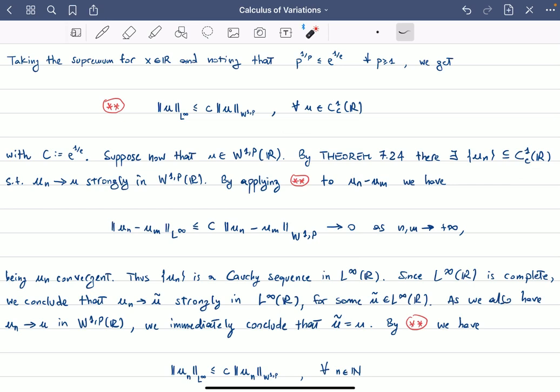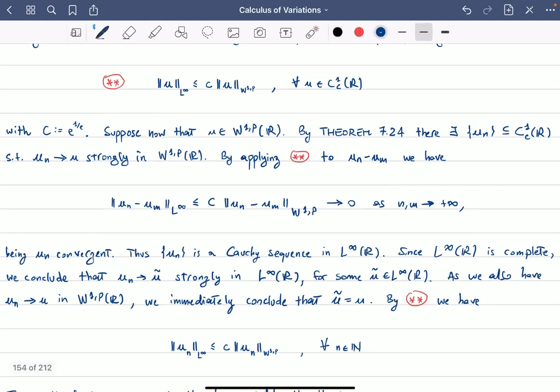Also, because they're still C^1, the difference is still C^1, of course, and it's also compactly supported because both u_n and u_m are compactly supported. So let's also mention that this one belongs to C^1_c(R). So you get this estimate, and clearly here the right hand side goes to 0 as n, m go to plus infinity, because u_n is converging, and so in particular it is a Cauchy sequence.